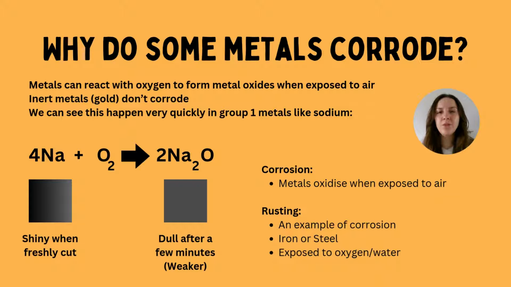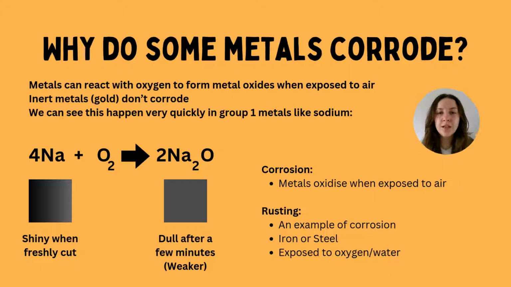So why do some metals corrode? Like I said, it's because of something called corrosion. And this is when metals are oxidized when they're exposed to air. So they react with some oxygen in the air. And sometimes they can even react with some moisture or water as well. And this can cause almost like a weakness to that metal. And often the appearance changes by going green or an orangey color, depending on what metal is oxidized.